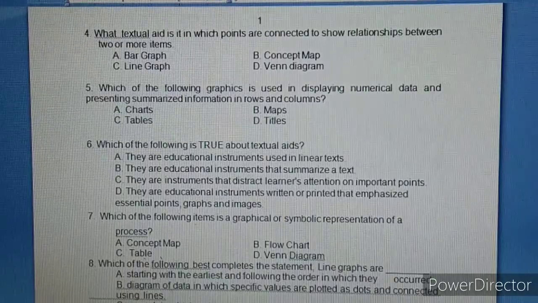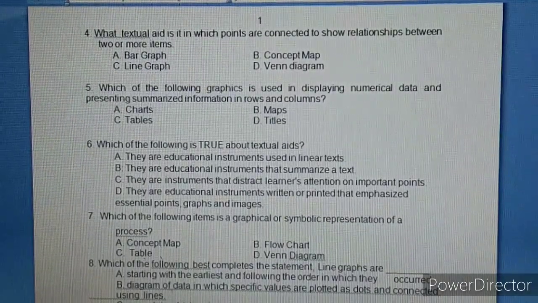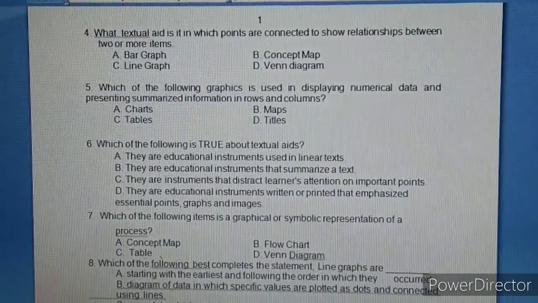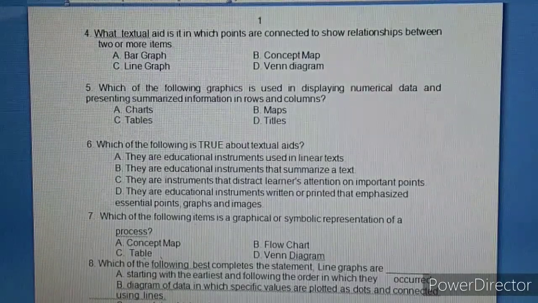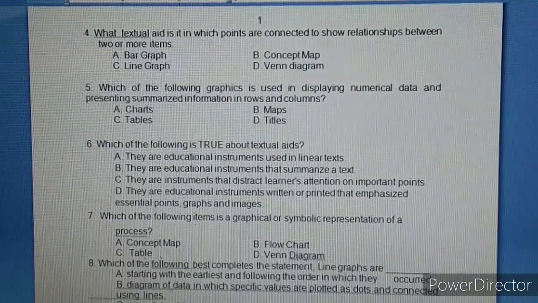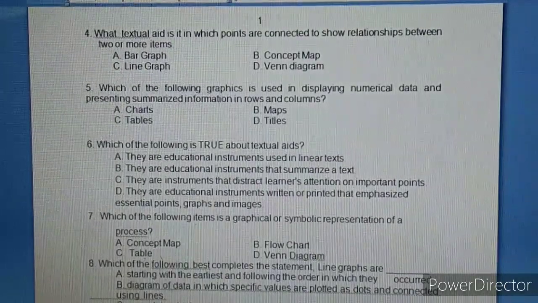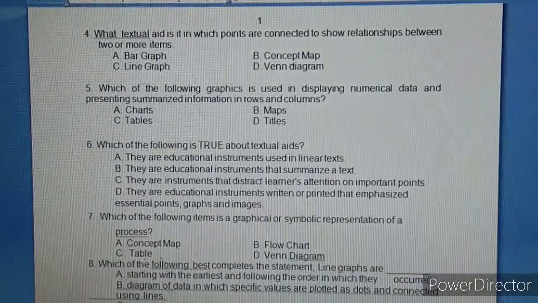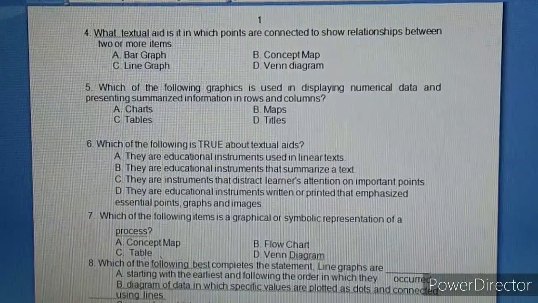Which of the following items is a graphical or symbolic representation of a process? A. Concept map, B. Flowchart, C. Table, or D. Venn diagram? The correct answer for number 7 is, of course, letter B. Flow chart. Now let's proceed to number 8.